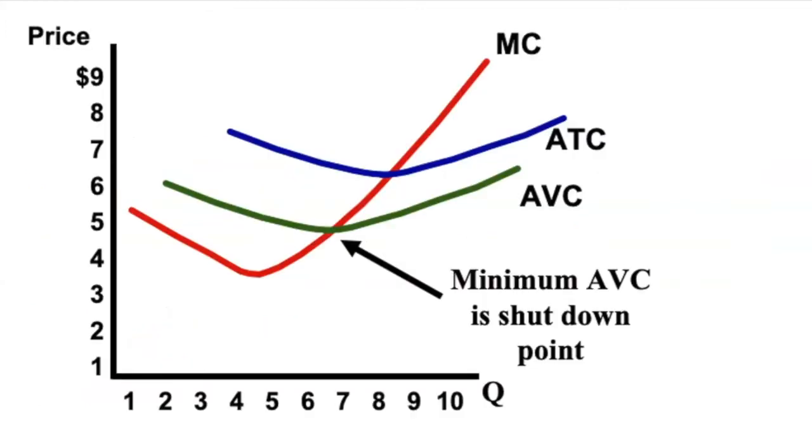What we have to look out for when we're looking at the shutdown point is the minimum of the AVC. Let's do this in a better color so you can see it. The minimum of the AVC is the shutdown point, meaning if the price is above the minimum of the AVC, the firm should stay open and continue to produce even though they're incurring a loss. If the AVC is above the price, the firm should shut down because the firm is not making enough money to cover all their variable resources and is just going to lose more money by continuing to stay open.